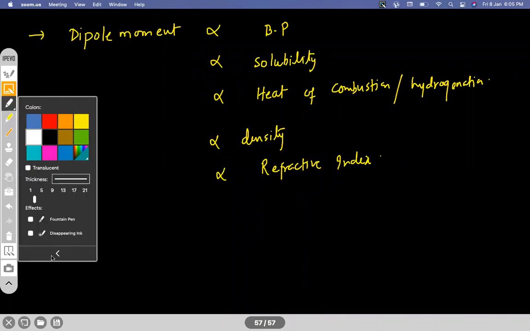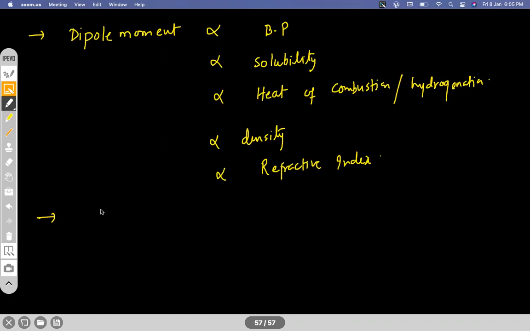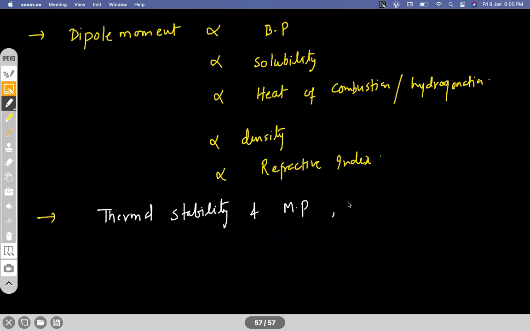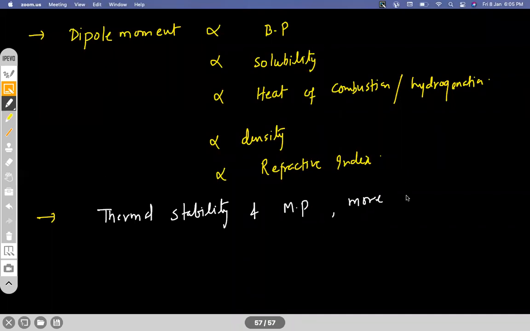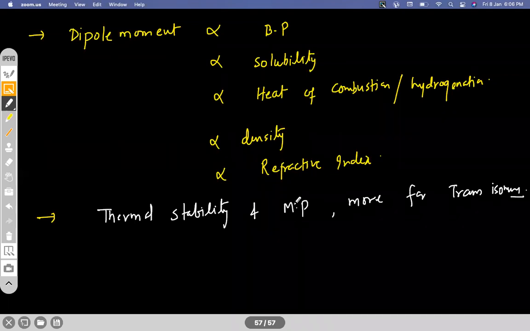The last two properties we have are thermal stability and melting point. They are more for trans isomers, because in trans the packing is better than cis, and hence the melting point is more. I'll go back once.